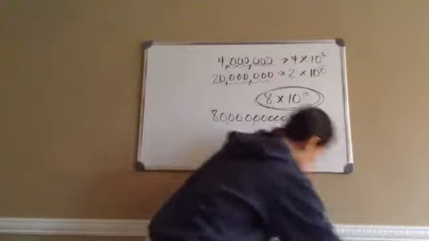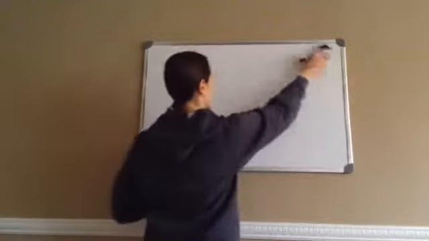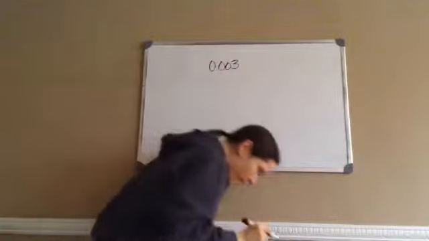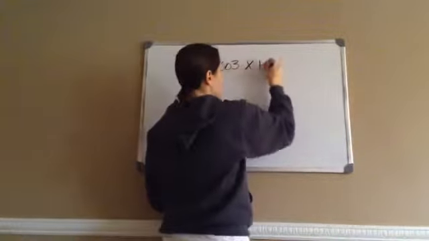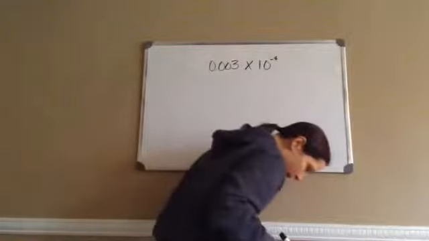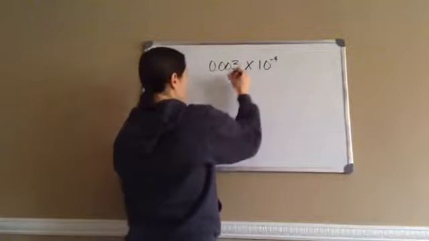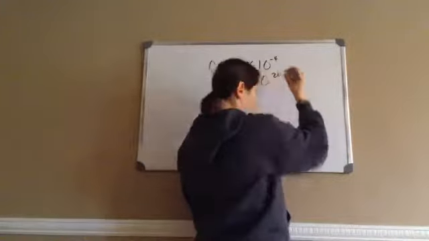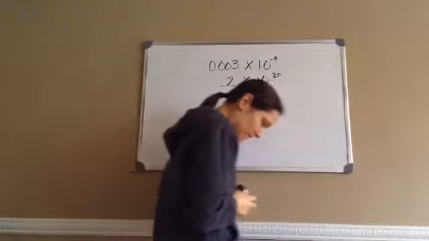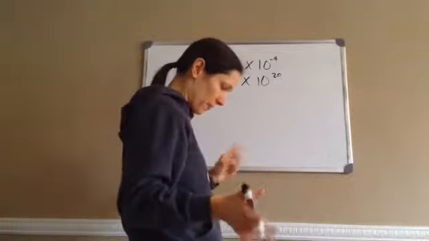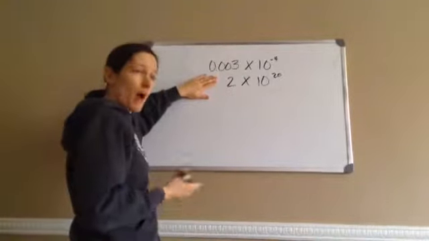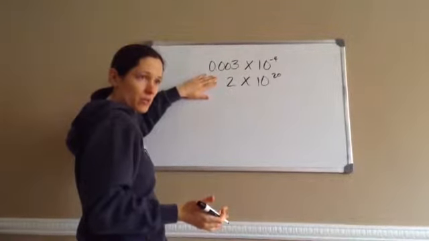Okay, so it's kind of teaching you how to do that. So now let's look at some harder problems and see what you can do. Write the numbers 0.003 times 10 to the negative 4th and 2 times 10 to the 20th power. They want us to write this in scientific notation and then multiply. Okay? It kind of is in scientific notation.